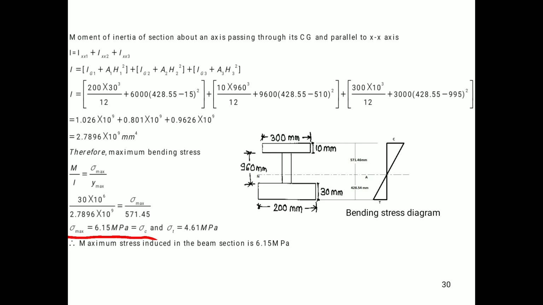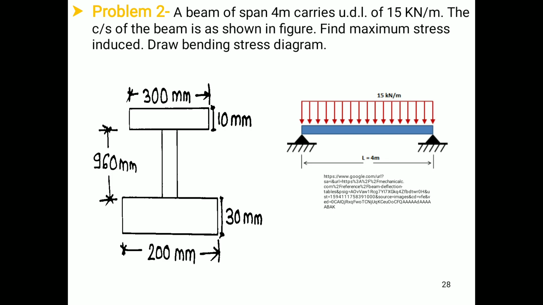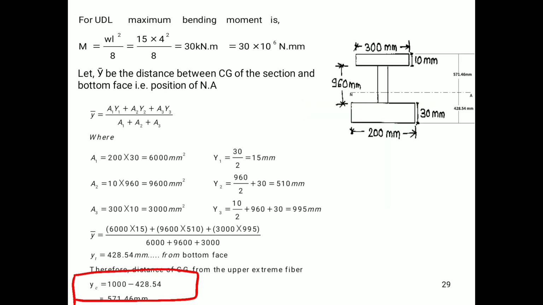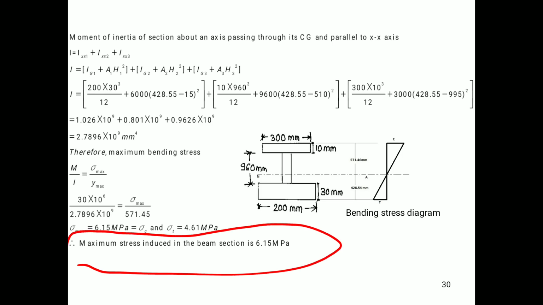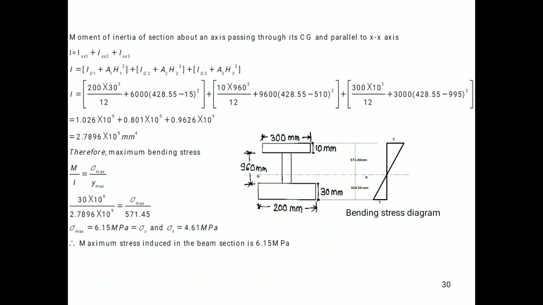Why have we considered sigma maximum? Because it is already asked in the numerical. We have to find out the maximum stress induced in the body. Therefore, the maximum stress will become 6.15 MPa. And if I find out the value of sigma t, then we will have 4.62 MPa. Therefore, as asked in the numerical, we have the maximum value of stress equal to 6.15 MPa. This is the value of maximum stress induced in the section of the beam.